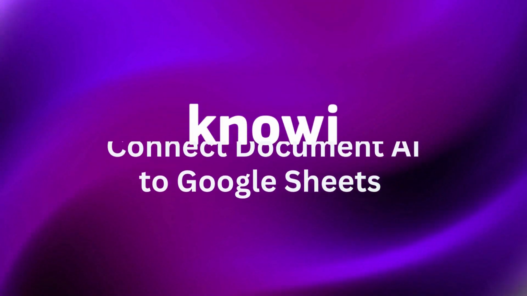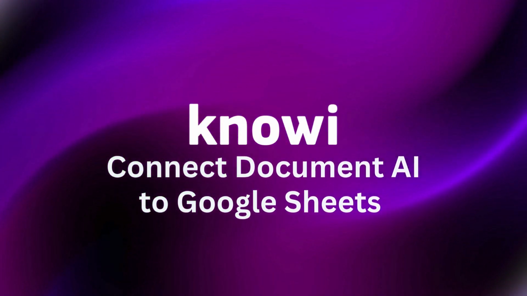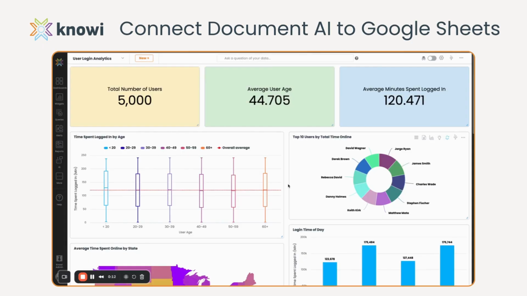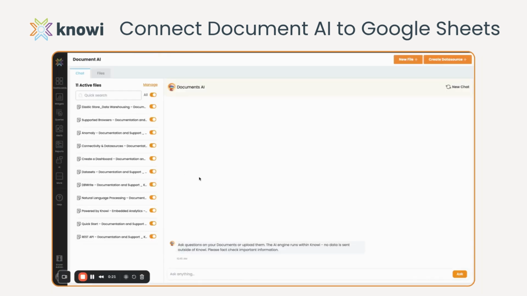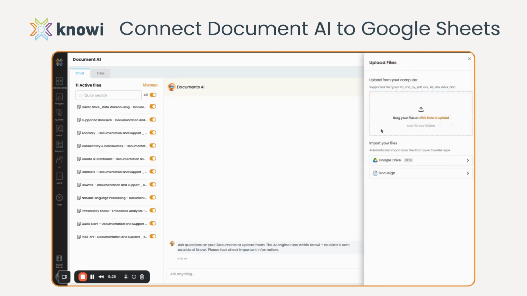You can connect your Google Drive to Documents AI in Knowi, allowing you to directly import documents from your drive to be analyzed by the AI engine. First, navigate over to Chat with Documents, and then select New File, and click Google Drive to import files from Google Drive.